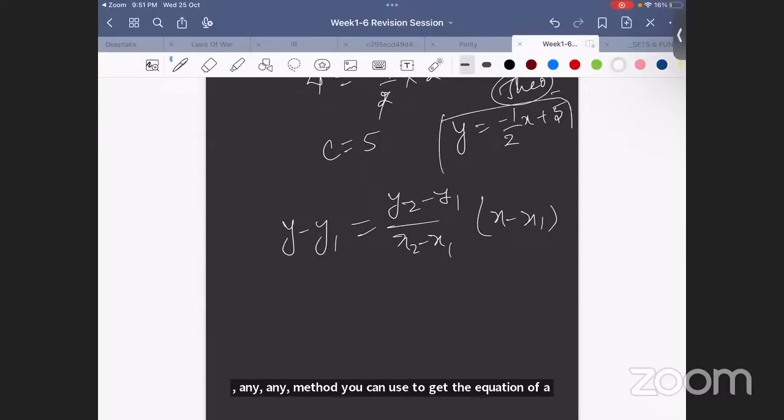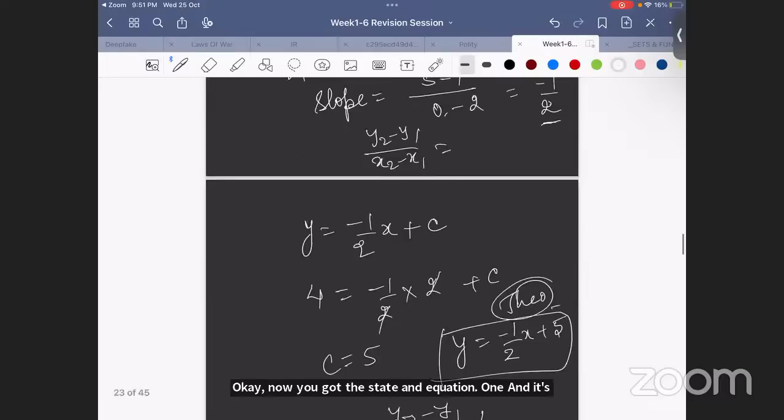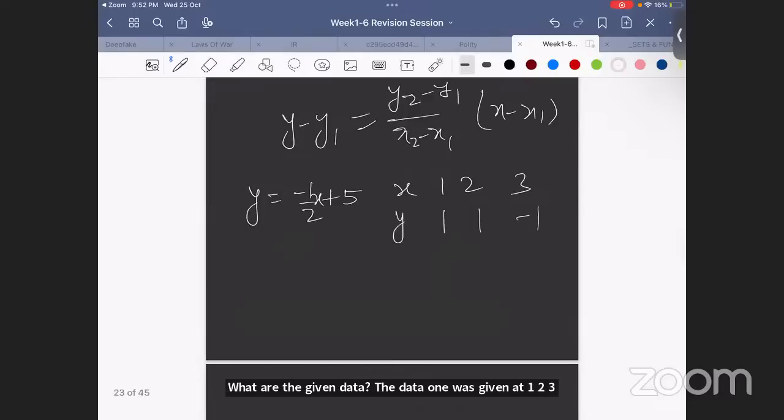Okay, now you got the straight line equation: y equals to minus 1 by 2 x plus 5. What was the given data? The data points were given at x equals to 1, 2, 3. The data point at 1 was minus 1. This was given, correct?